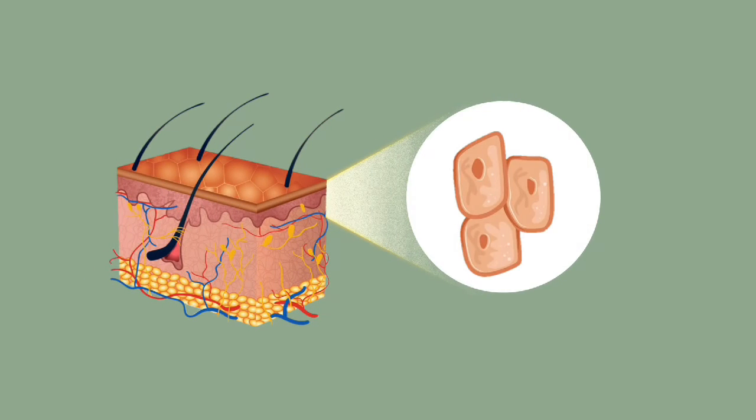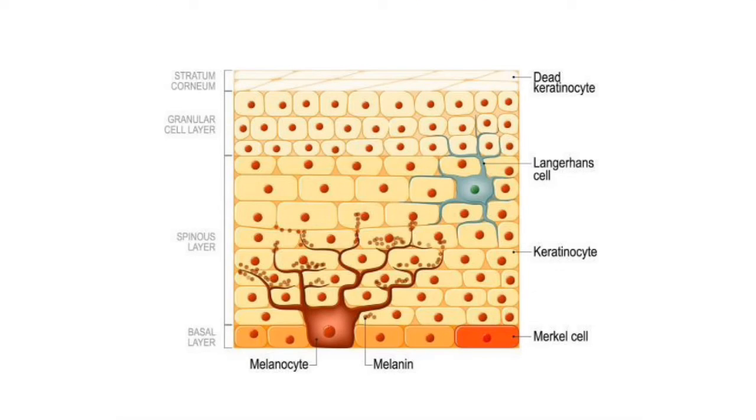Skin cells are the basic building blocks of the skin. The term skin cell may refer to any of the four main types of cells found in the epidermis. These are keratinocytes, melanocytes, Langerhans cells, and Merkel cells. Each type of skin cell has a unique role that contributes to the overall structure and function of the skin.